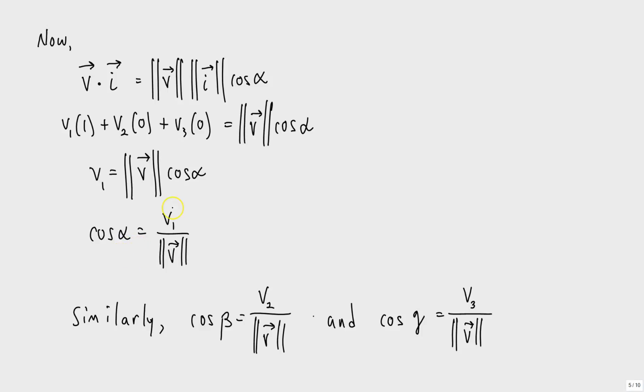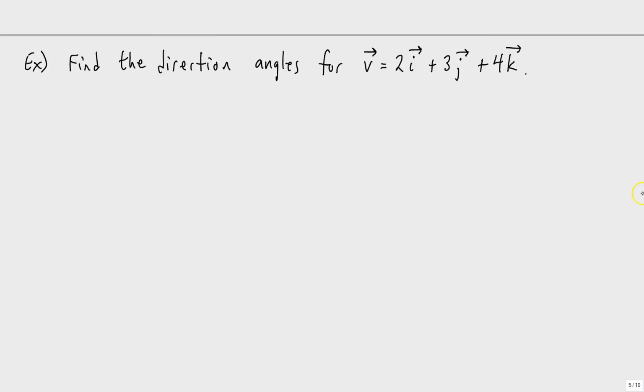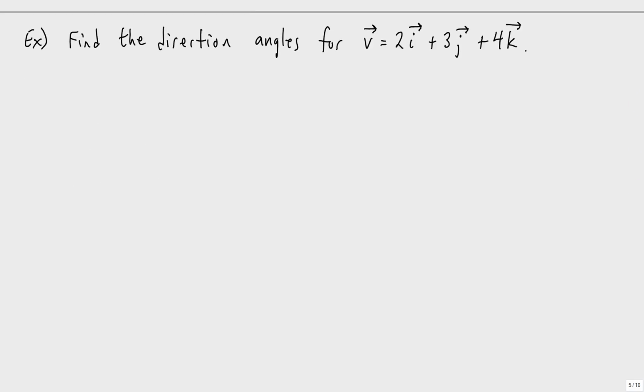So we could just do a similar calculation and see that cosine of beta, which is the angle between vector v and j, the standard unit vector j, would just be the second component divided by the magnitude of v, and then do inverse cosine to get the angle beta. Then cosine of gamma would be v3 divided by the magnitude. So it turns out with a calculator, this is pretty quick to come up with.